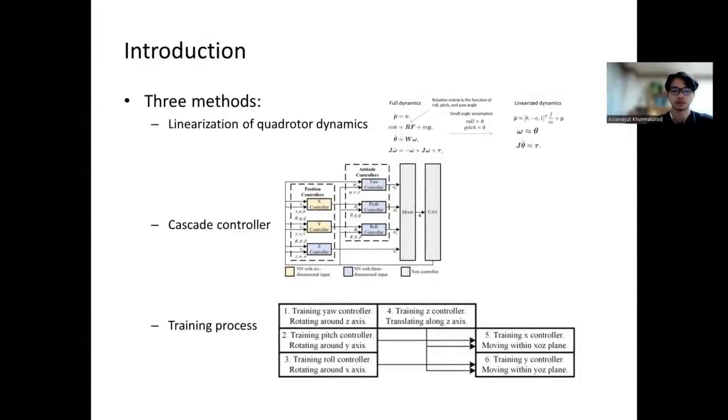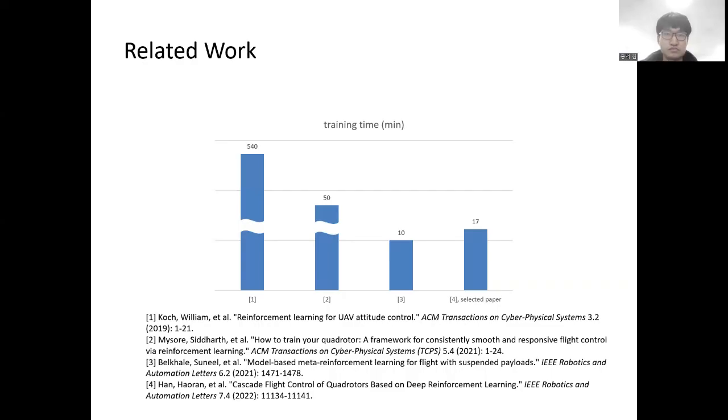And in fact, the networks are trained sequentially, where the network of the attitude system is trained first, and then the network of the position system after that.